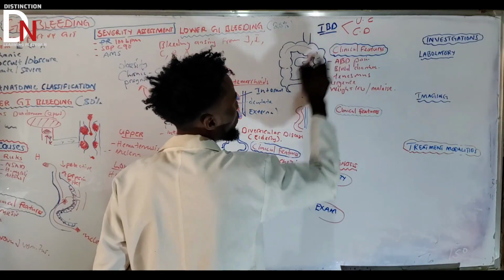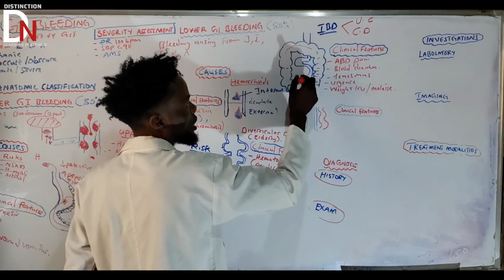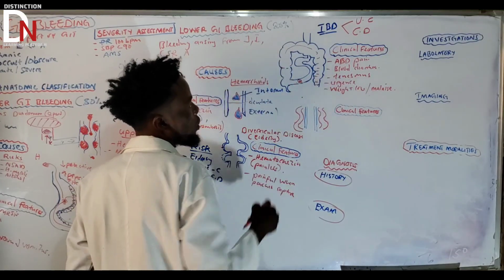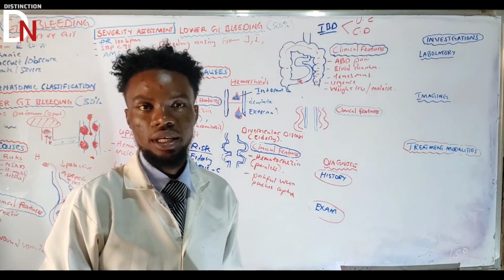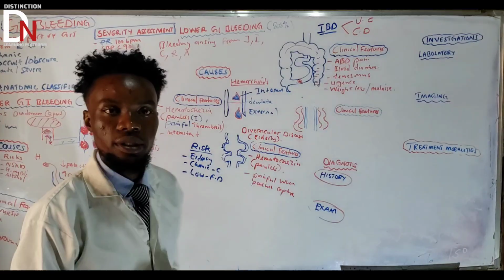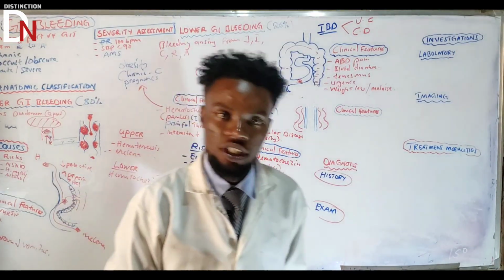But if you talk about Crohn's disease, it likes most of the time the ileum, the distal ileum or the ascending colon, or the cecum. So that's where Crohn's disease likes to affect, but it can affect any part of the GIT.